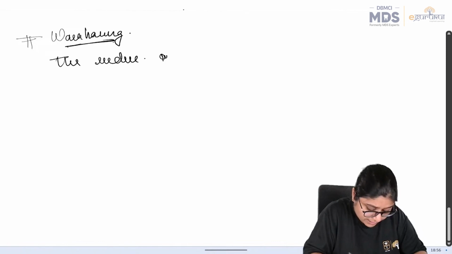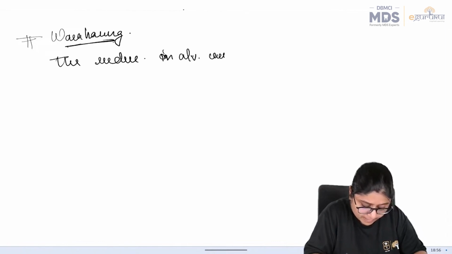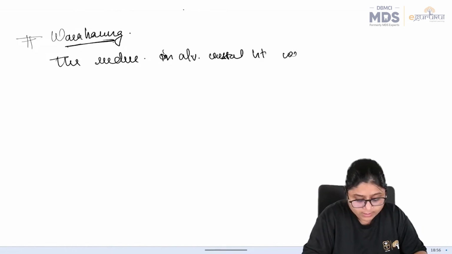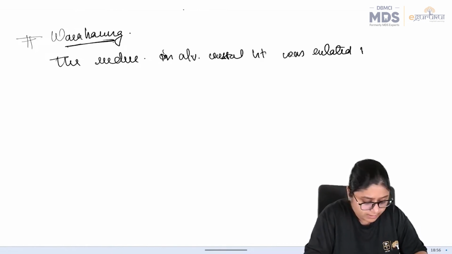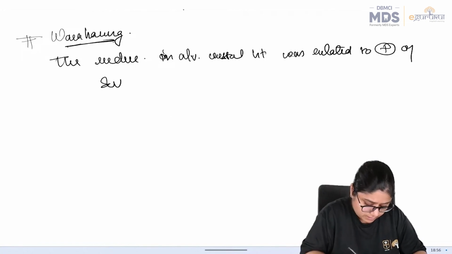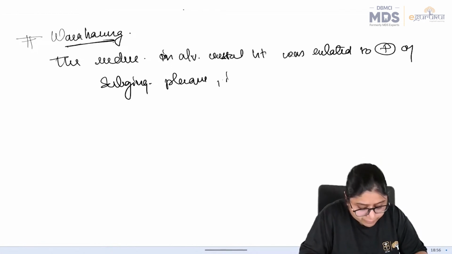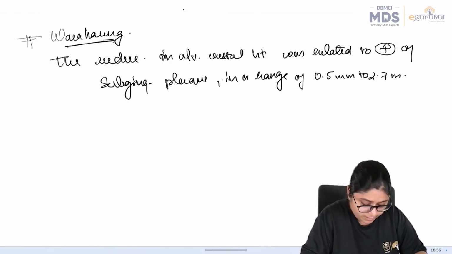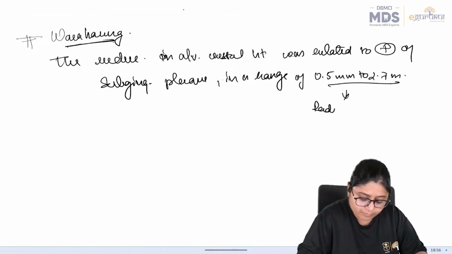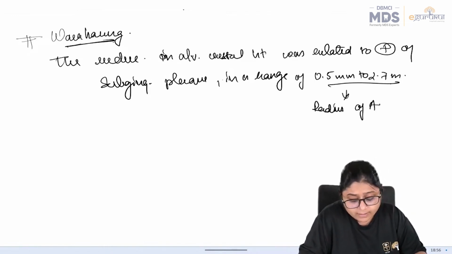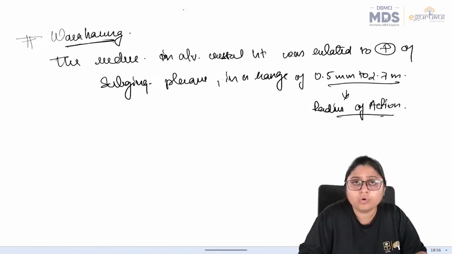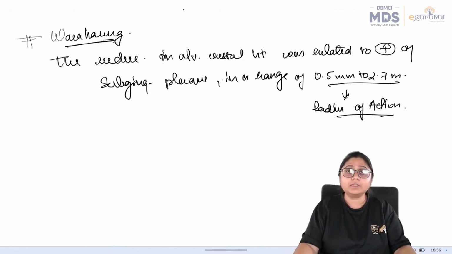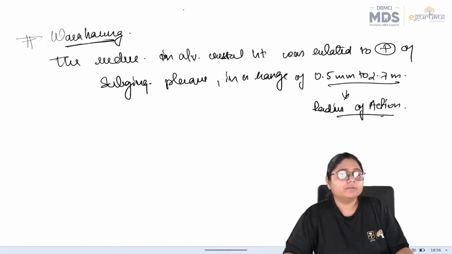So he said that the reduction in alveolar crest height was related to the presence of subgingival plaque in a range of 0.5 mm to 2.7 mm. He gave the concept of radius of action. So he said that trauma from occlusion has no role in causing the tissue destruction and bone loss.